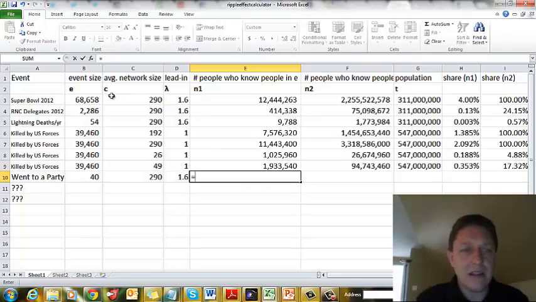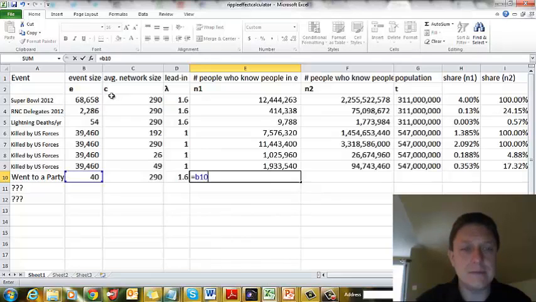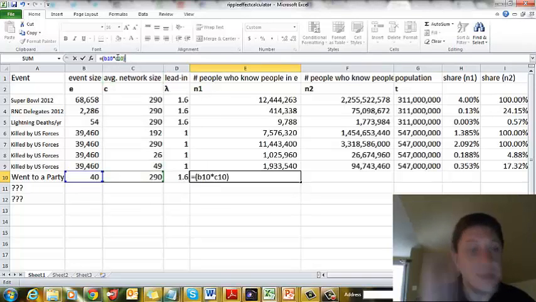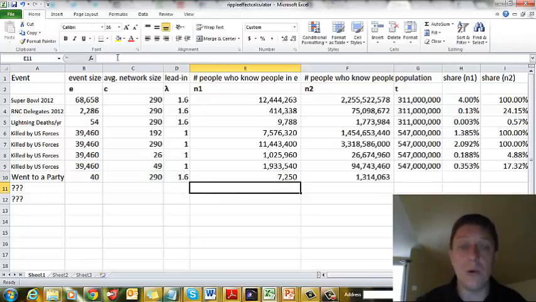We're going to calculate the number of people who went to the party. We put that in parentheses, multiplying times C10, the average network size. That's going to give us 40 times 290 divided by 1.6 to account for the fact that some of us know each other. The number of people who knew people who were in the party: 7,250.